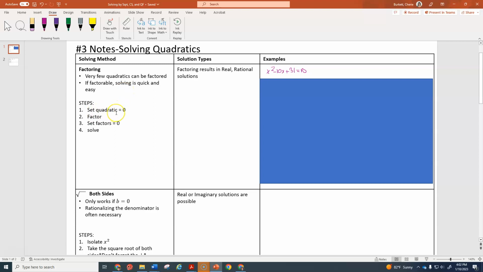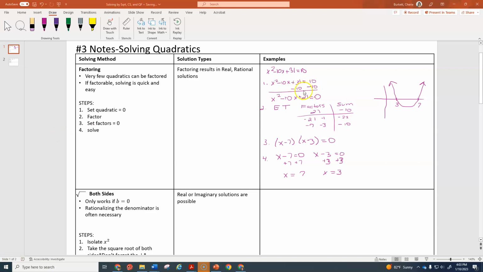Here are the steps. You can follow these steps. The answers that you get will either be real or rational. We'll talk about that in a minute. But here's the problem: x squared minus 10x plus 31 equals 10. So stop the video and see if you can follow these steps to solve that by factoring.